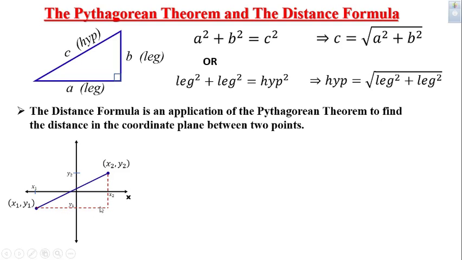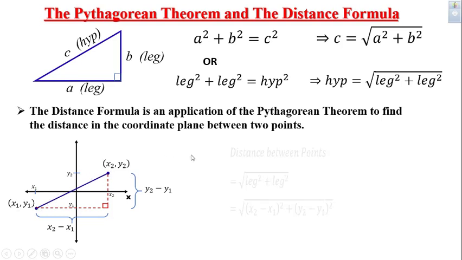Now, if I form a triangle with this, I just draw line segments that map out the distance from x1 to x2 and from y1 to y2, and I find myself with a right triangle. The length of one leg is x2 minus x1, which is the second x value minus the first x value, and the other leg is y2 minus y1, the second y value minus the first y value. And then the length of the line segment becomes the hypotenuse.